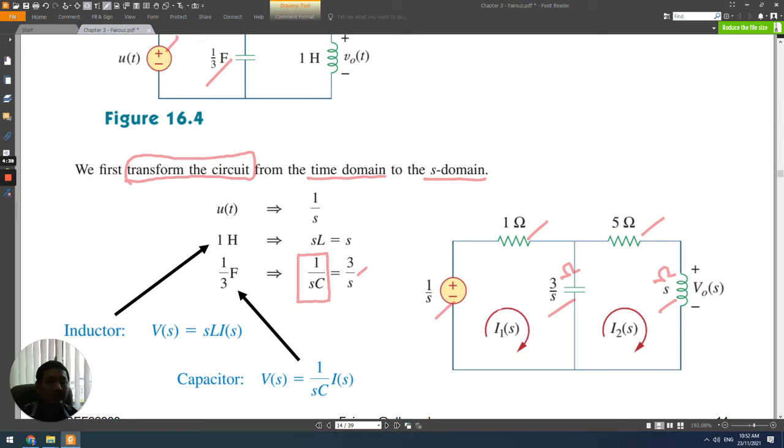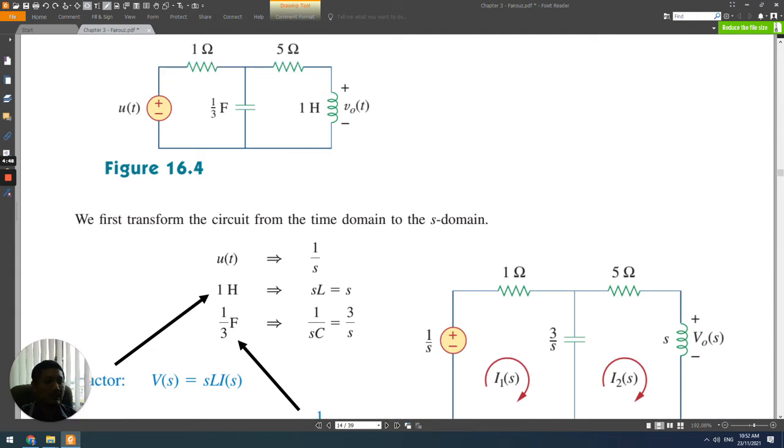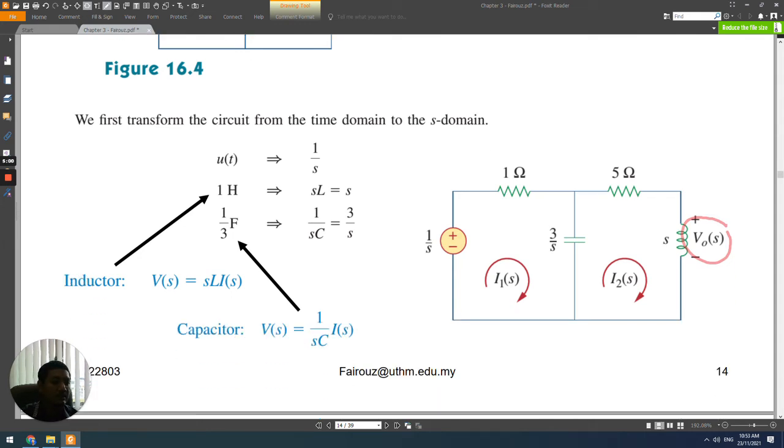So next, what is the step? The next step is to solve for V out. Take note that V out is now in S domain as well. Instead of V out of t, it is now V out of S. So we can solve for V out of S first. In order to solve for V out, we need to use any available circuit law or rules. You can use mesh, Thevenin, Norton, whatever method is suitable to solve for that circuit.